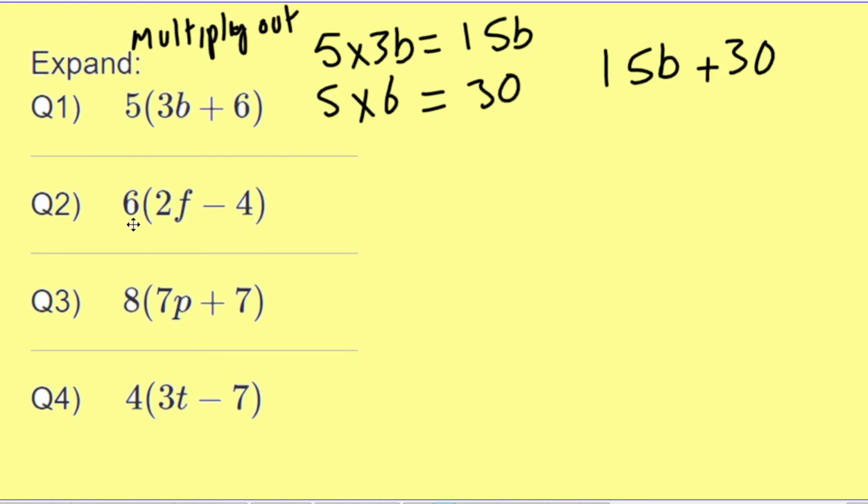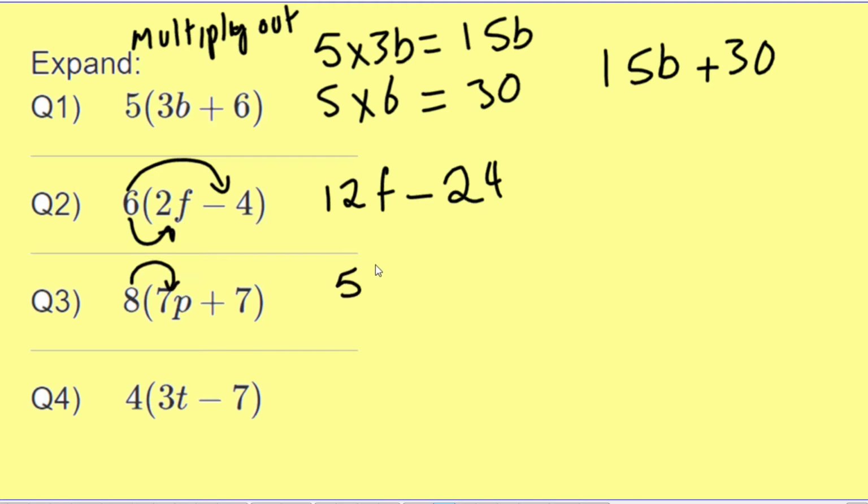To do what we're doing here. So 6 times 2f is 12f, and 6 times minus 4, well, we've got 6 lots of minus 4, so it's a positive number multiplied by a negative number, so 6 4s are 24. So 6 times minus 4 is minus 24. Okay, 8 times 7 is 56, so 56p, plus 8 times 7, 56. Okay, again, that's the answer, 56p plus 56. We don't do anything with these numbers now, we just leave it as it is.